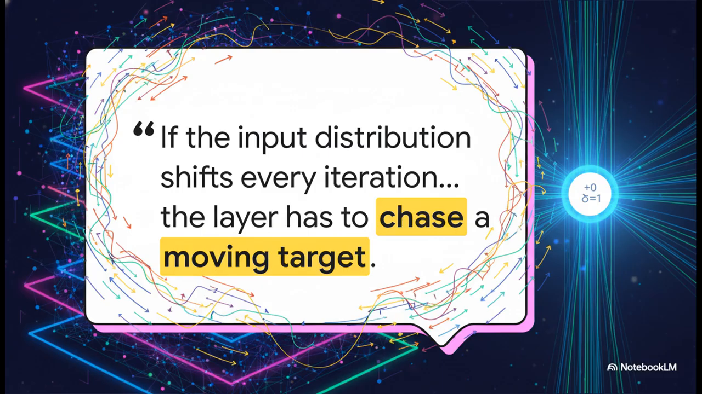Just think about that. Imagine trying to master a really complex skill, but the rules of the game change every 5 seconds. That is exactly what deep layers face, because the weights in the layers before them are constantly updating. Batch normalization steps in and solves this by mathematically fixing the input distribution to roughly a 0 mean and unit variance for each mini-batch. By stopping that endless chase, the whole network stabilizes and you can actually push the data all the way through safely.